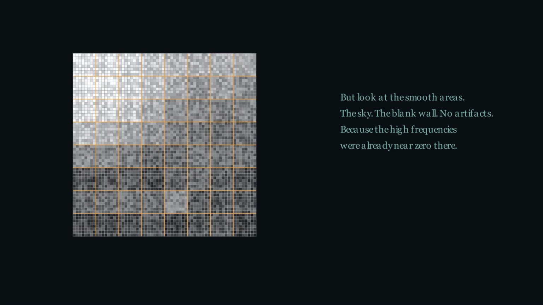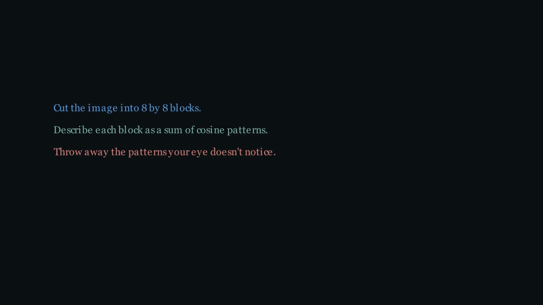But look at the smooth areas, the sky, the blank wall. No artifacts. Why? Because the high frequencies were already near 0 there. Throwing them away cost nothing, so everything we see in a broken JPEG, the squares, the rings, the way smooth regions survive and detailed ones suffer, all of it follows directly from the recipe. Cut the image into 8x8 blocks. Describe each block as a sum of cosine patterns. Throw away the patterns your eye doesn't notice. Pack the rest tightly. That's the whole algorithm.